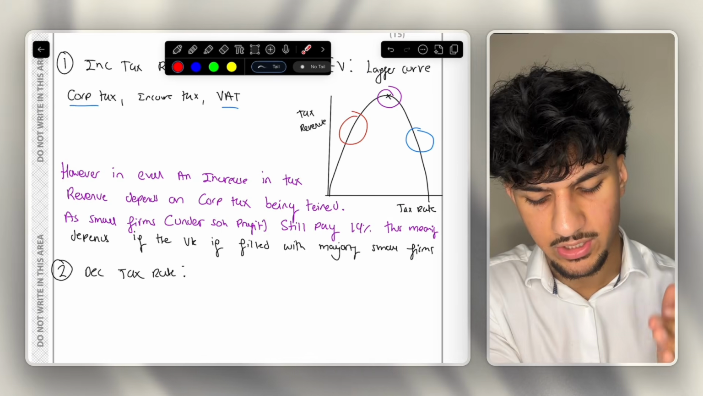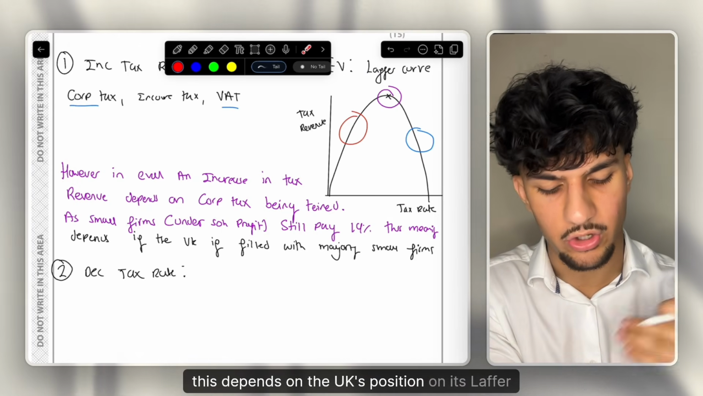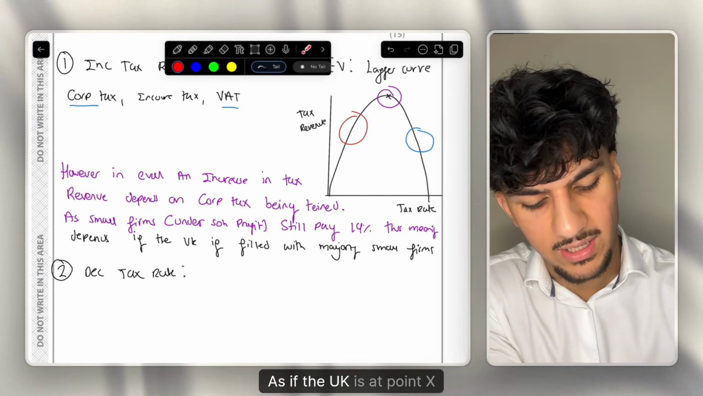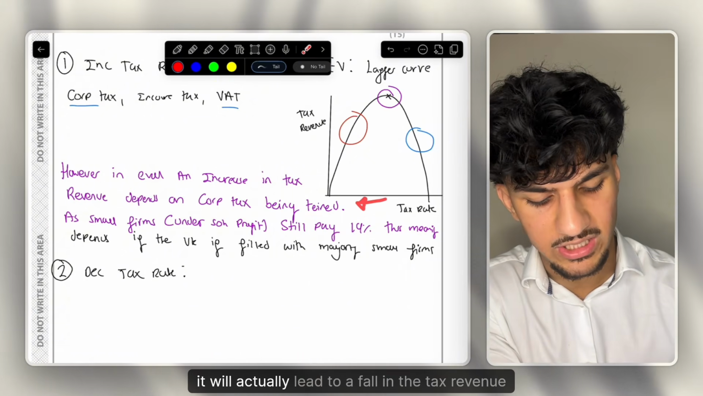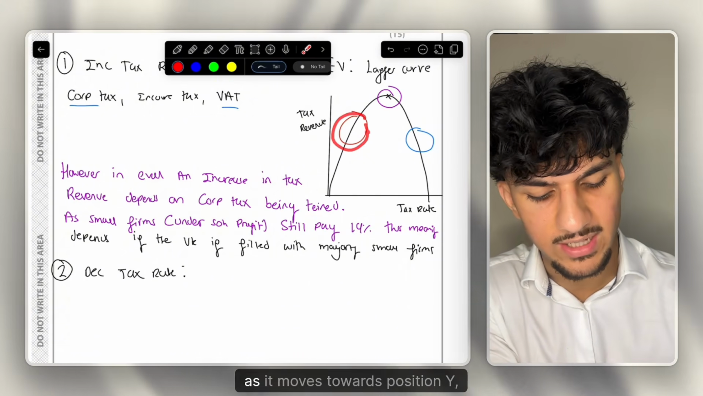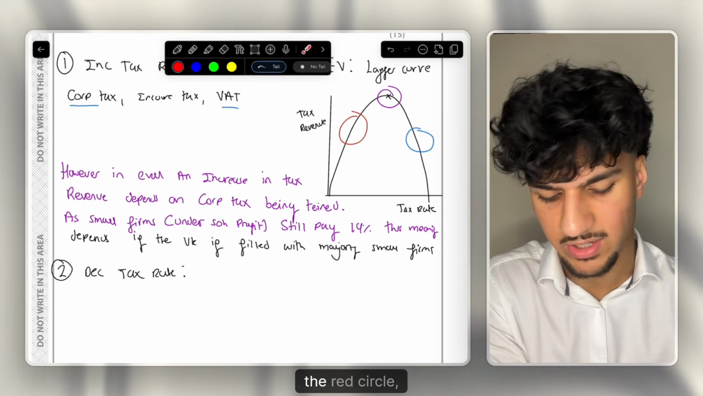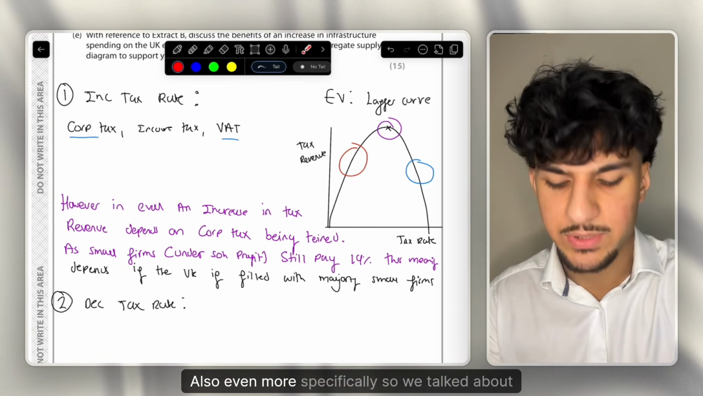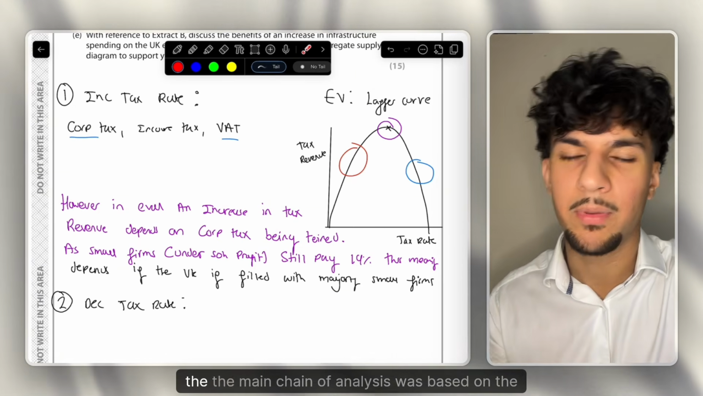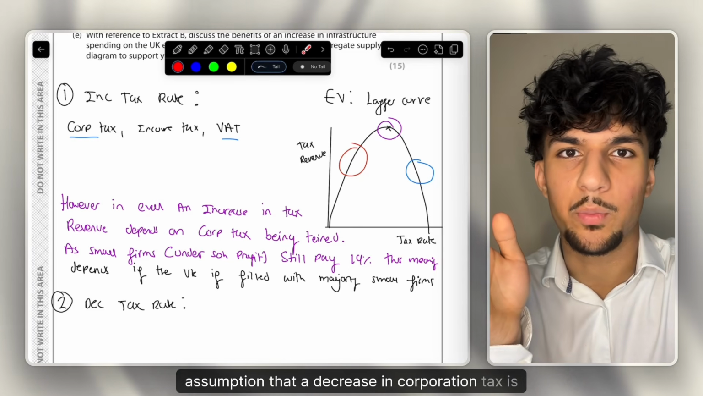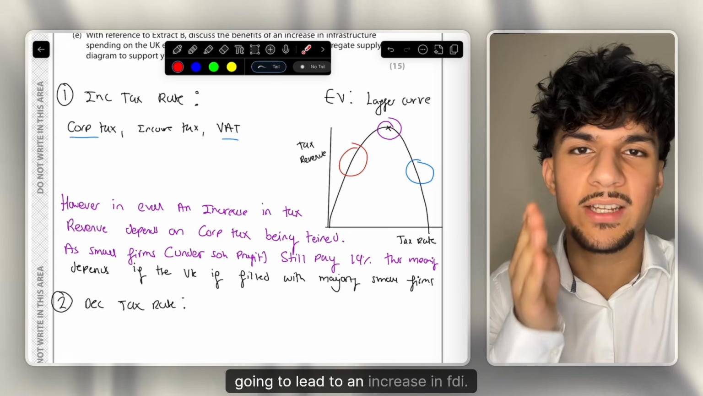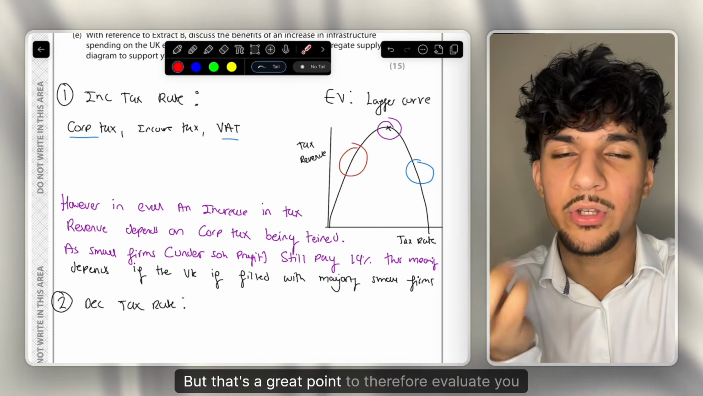However, in evaluation, this depends on the UK's position on its Laffer curve, as if the UK is at point X and it decreases its tax rate, it will actually lead to a fall in tax revenue as it moves towards position Y, the red circle, whatever you want to call it. Also, even more specifically, the main chain of analysis was based on the assumption that a decrease in corporation tax is going to lead to an increase in FDI. But that's a great point to therefore evaluate.